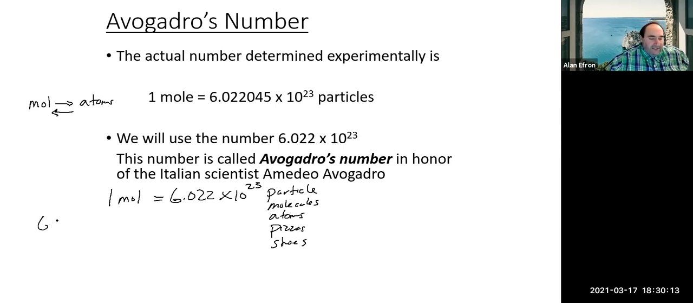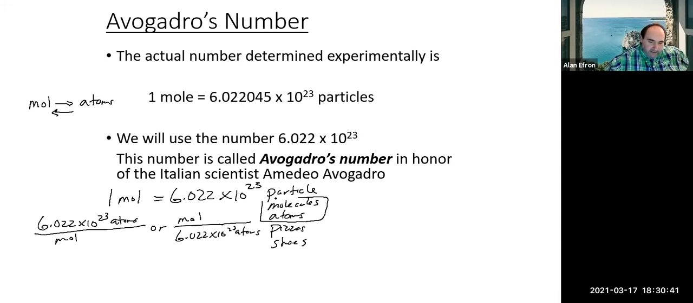We could say that there are 6.022 times 10 to the 23 atoms per mole. Or again, you could flip it around and put the mole up on top and the 6.022 times 10 to the 23 atoms on the bottom. So we use this really as a conversion factor to go between moles. And although I wrote atoms, in most cases in chemistry, these are the two common units that we use with it, either molecules or atoms.